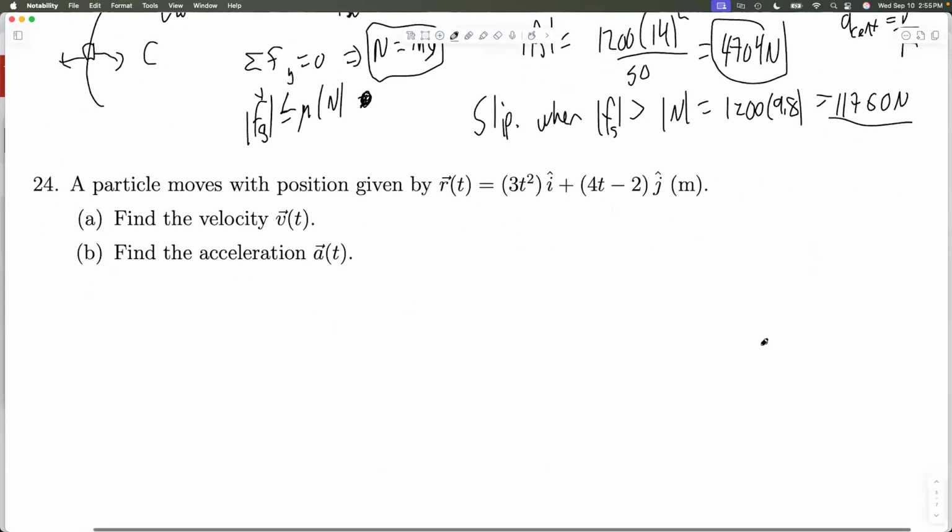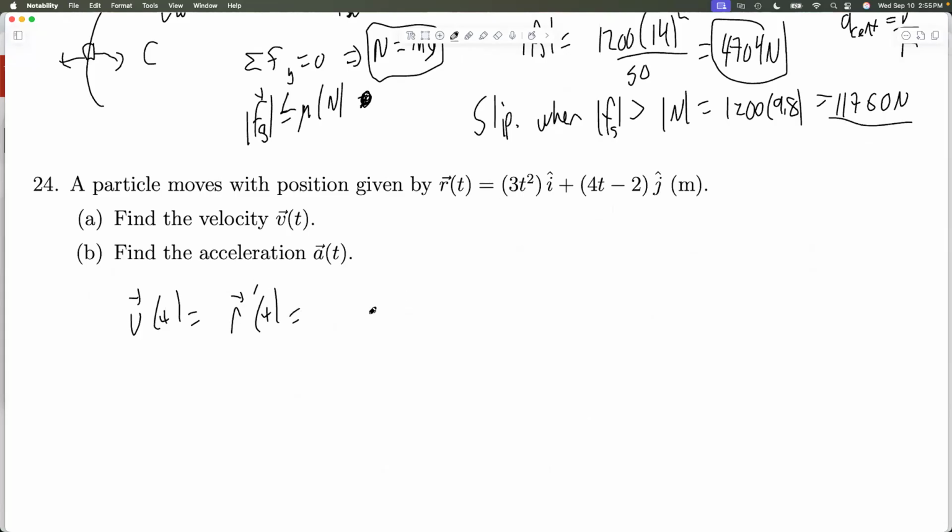Okay, velocity is just the derivative of position. And we take the derivative component-wise. So I'm going to write it in vector form instead of ij form. Same thing. Like maybe for fun, we'll write it both ways. So I could have written that 6t i hat plus 4 j hat.